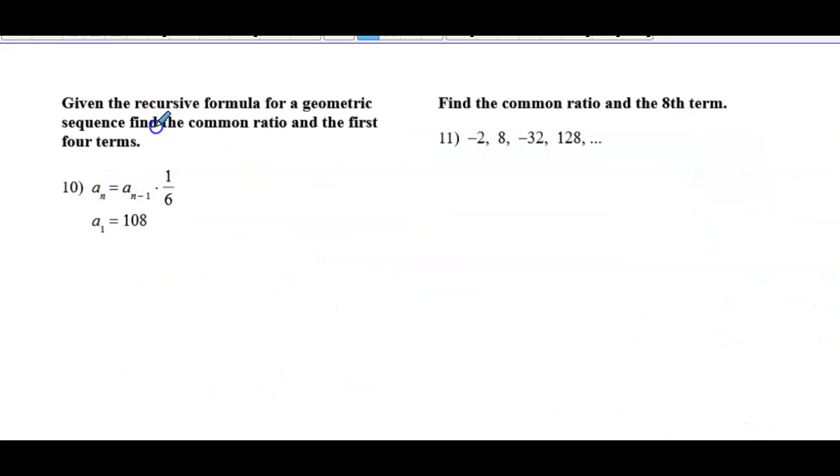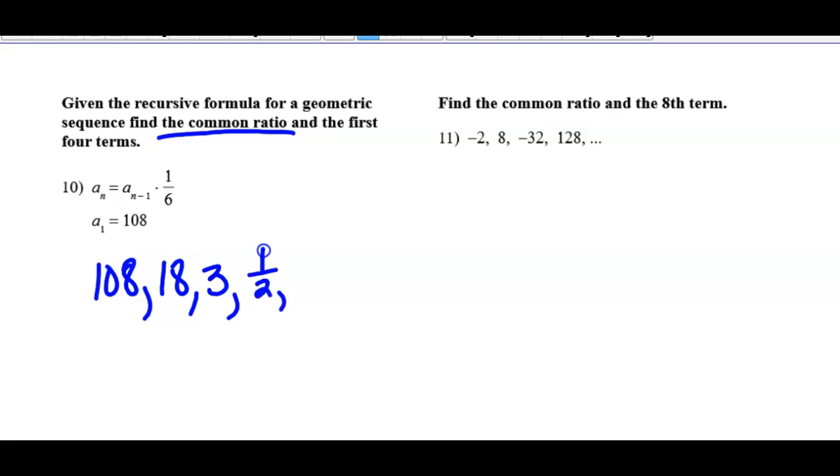All right, given the recursive formula, find the common ratio and the first 4 terms. Okay, they tell us the first term is 108, and then they tell us to multiply by 1/6. So 108 times 1 divided by 6 is 18. 18 times 1 divided by 6 is 3. 3 times 1 divided by 6 would reduce to 1/2 or 0.5. That's the first 4 terms, and the ratio was 1/6.